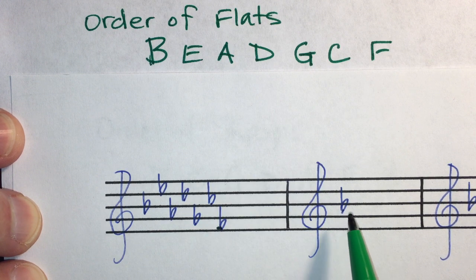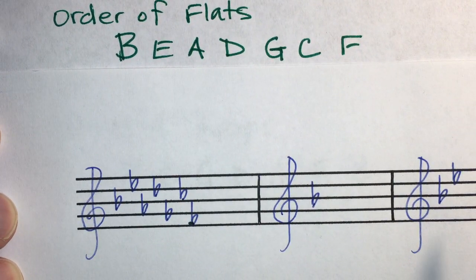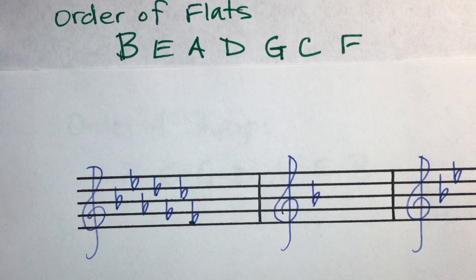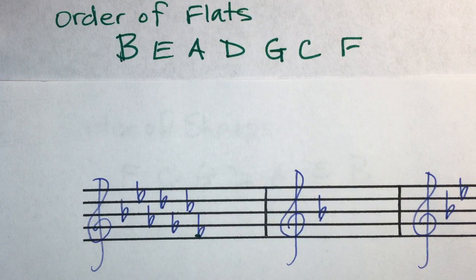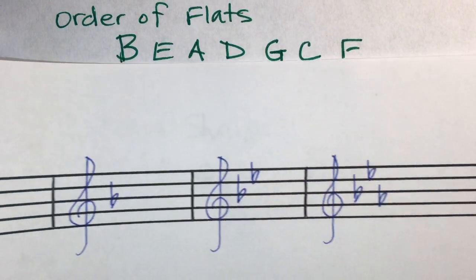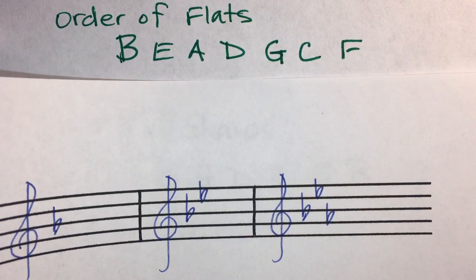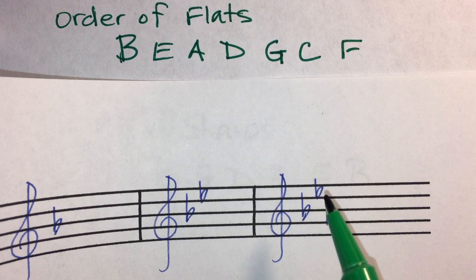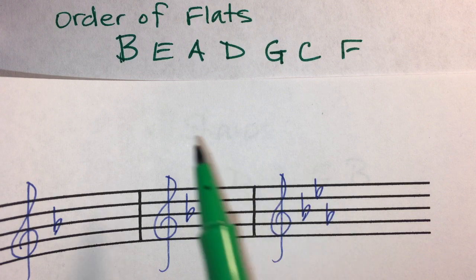If you have one flat, it's going to be B flat. If you have two flats, you're going to have B flat and E flat. If you have three flats, you're going to have B flat, E flat, and A flat. Notice that they have to be in the same order. You're not going to have A flat, B flat, and E flat. They have to be in this order.